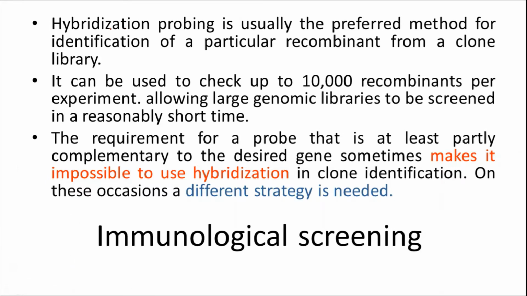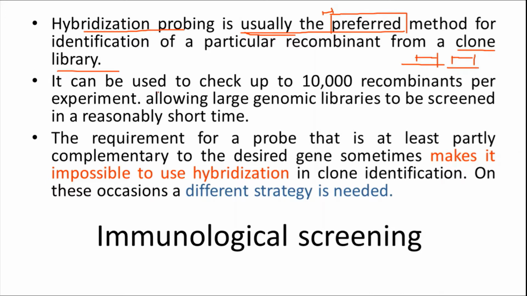Hybridization probing method is usually preferred, no doubt. It is preferred when we have the probe, when we have the sequence of the probe or the synthesis of the probe. Only then is this method usually preferred. Without the probe or its synthesis, this is a very complicated method because without a probe we can never identify the clones. Okay. And also this is a major problem in the hybridization probing method for identification of gene libraries.